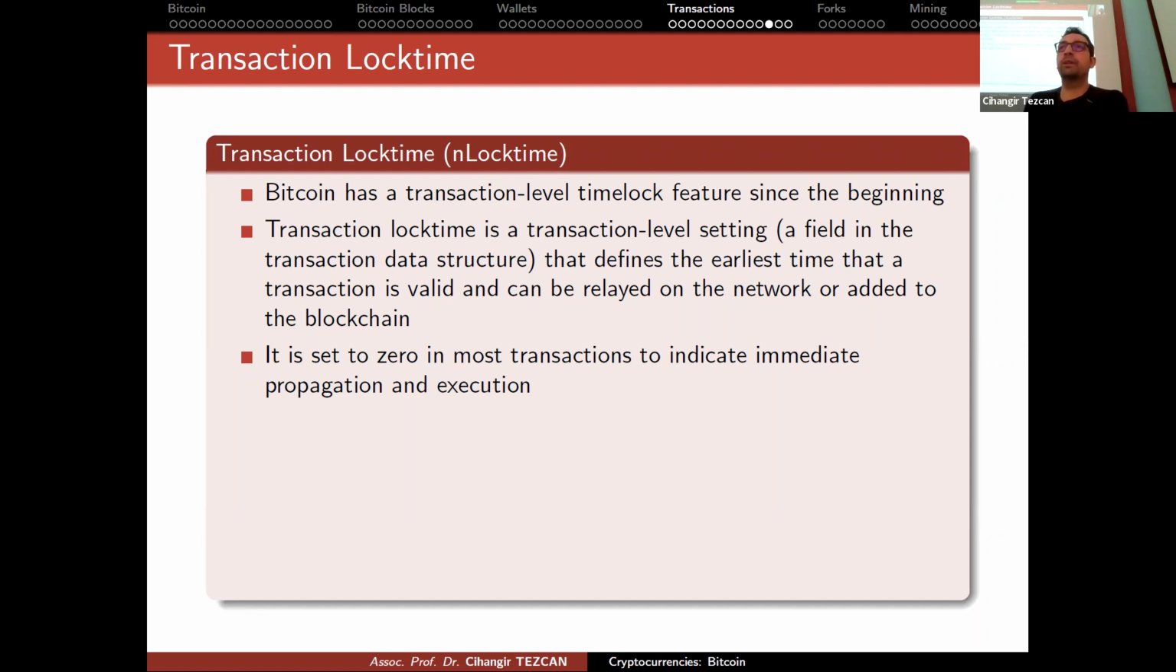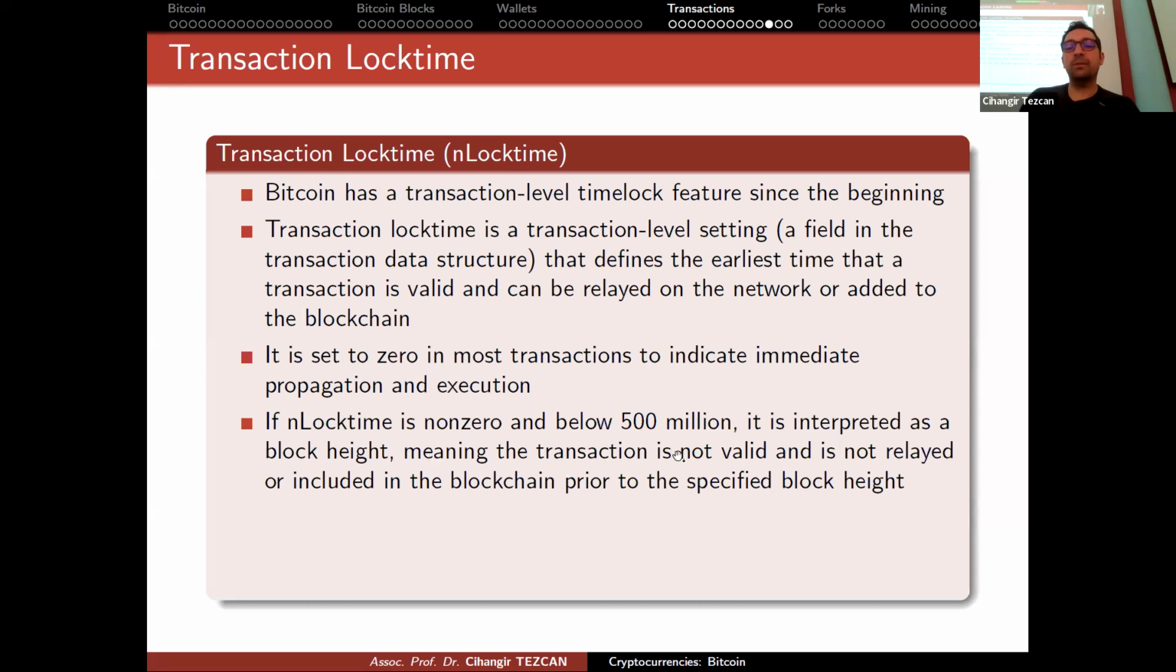But if you put a number here, then if this number is below 500 million, this means that it is interpreted as a block height. So actually meaning the transaction is not valid and is not relayed or included in the blockchain prior to the specified block height. So it will not be written to the block unless that block number is reached. Okay, so you're actually giving a limit there.